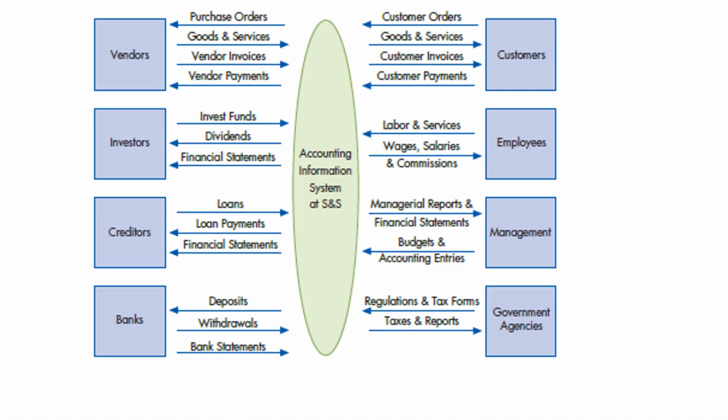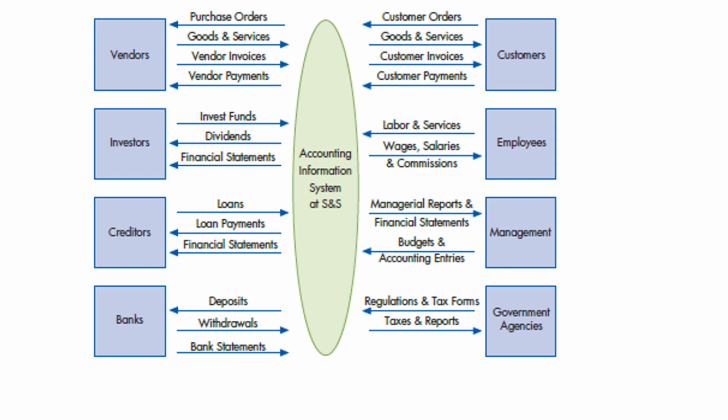Okay, so we have here an example of the accounting information system of S&S. This is already an integrated AIS, since all the transactions of the company are integrated under the accounting information system. So we have the connection between the vendors, the investors, the creditors, the banks, the customers, the employees, the management, and the government agencies.